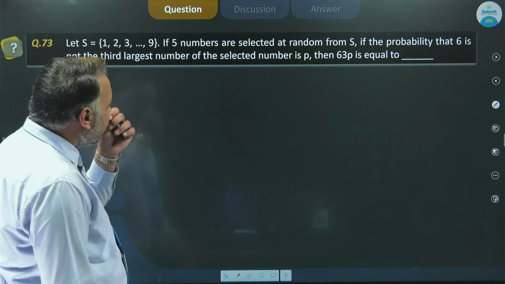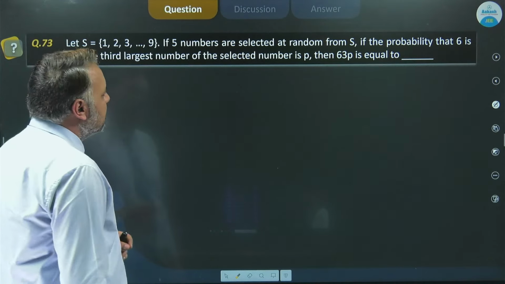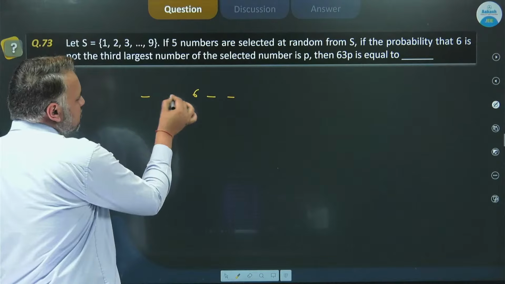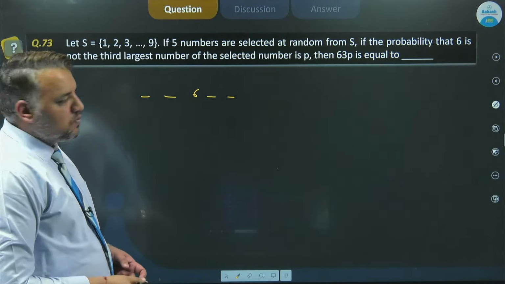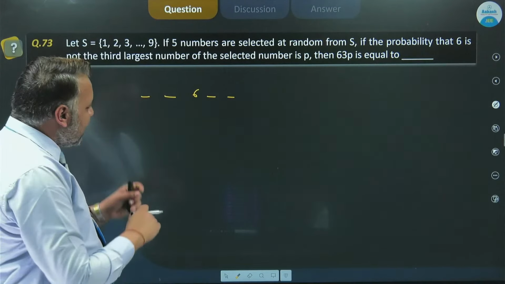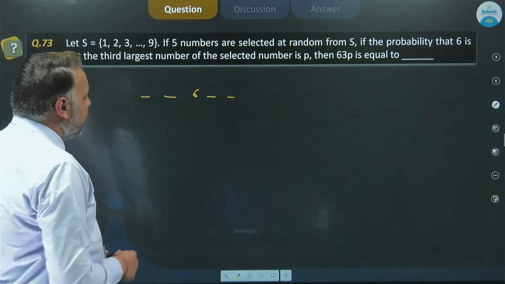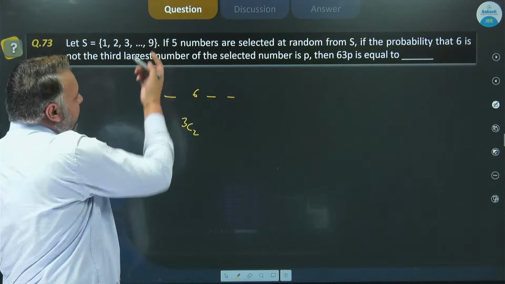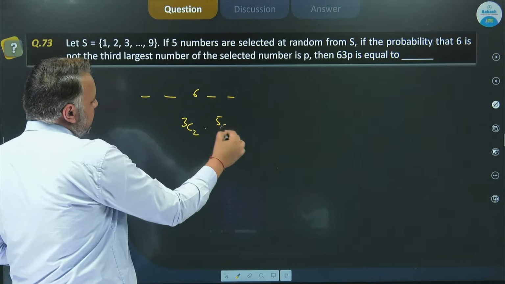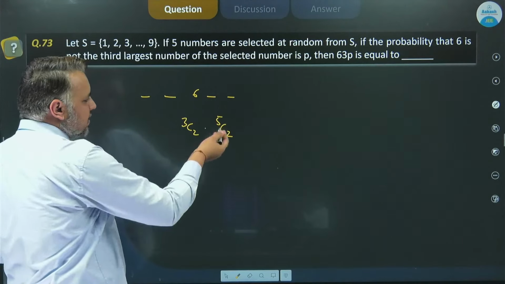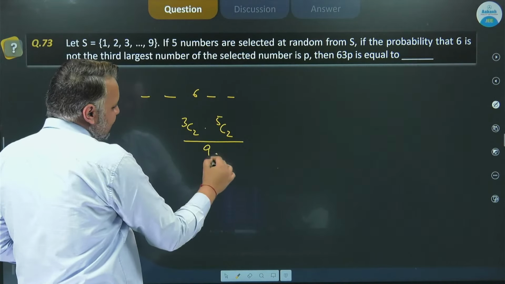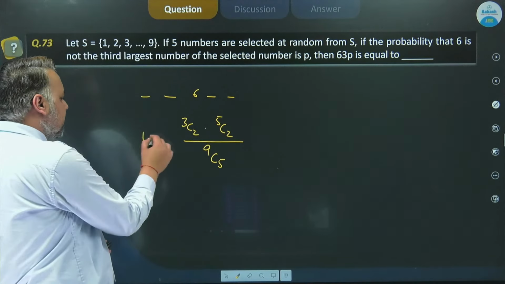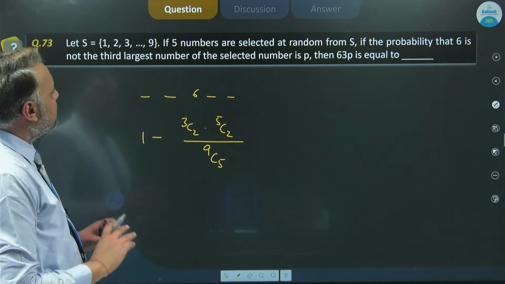Okay, if 6 is the third largest number, then two numbers are greater than 6 and two numbers are smaller than 6, because we have to select total 5 numbers. So if we calculate the probability that 6 is the third largest number, the number of possible ways will be 3C2, because greater than 6 there are only 3 digits available, into 5C2, because below 6 there are 5 available digits and we have to select only 2, divided by total ways, 9C5. So this is the probability that 6 is the third largest number. If we subtract this from 1, this must be the probability that 6 is not the third largest number.